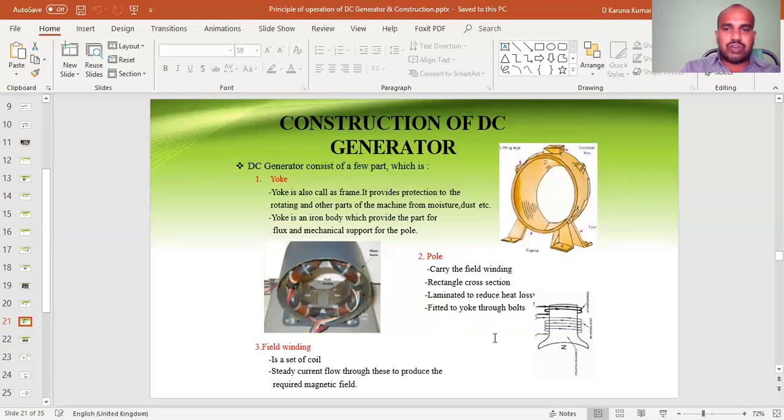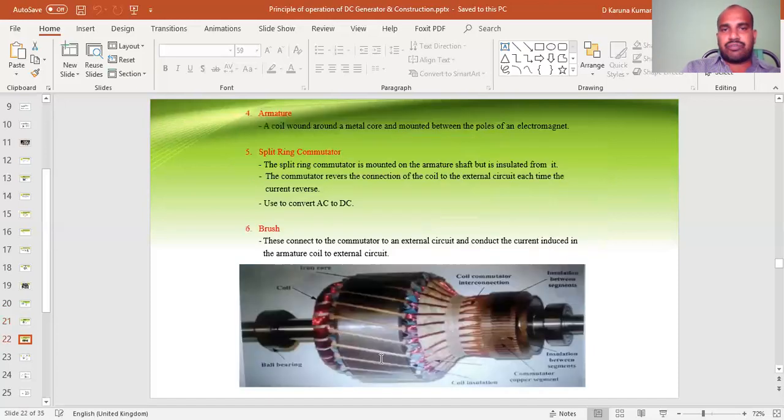The next one is the field winding. The winding around the pole is called the field winding. It is a set of coils. Steady current flows through it to produce a magnetic field. The fourth part of the generator is the armature. It is a coil wound around a metal core and mounted between the poles of the magnetic field.